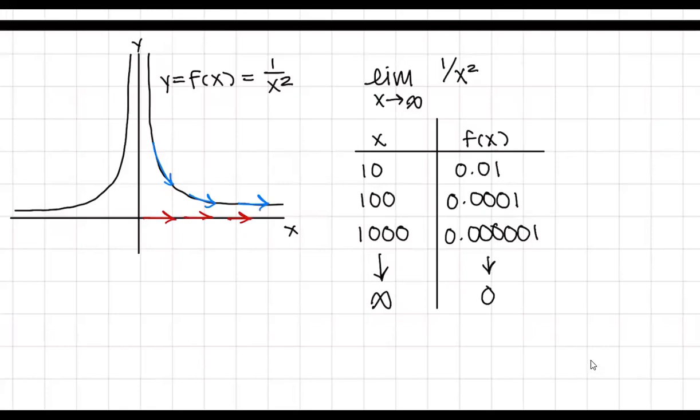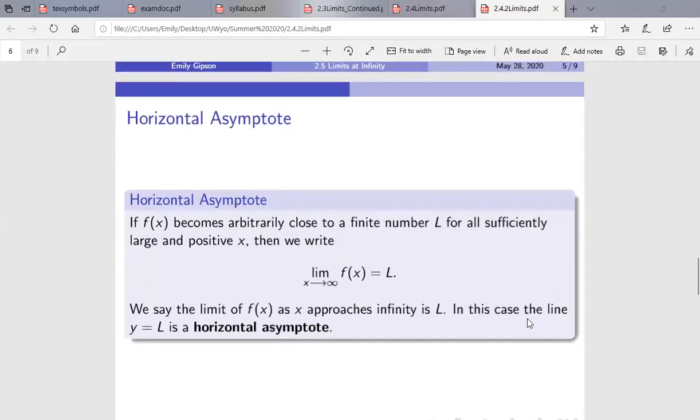And this brings up a pretty important discussion. And this discussion is of the idea of horizontal asymptotes. So you might be thinking, well, if I've got vertical asymptotes, I better have horizontal asymptotes to go along with it. So this happens if we've got a function f of x, and it becomes arbitrarily close to a finite number L for all sufficiently large and positive x. Then we write that the limit as x approaches infinity of a function f of x is equal to L. And in this case, the line y equals L is a horizontal asymptote. And what exactly does this look like? This looks like the following.